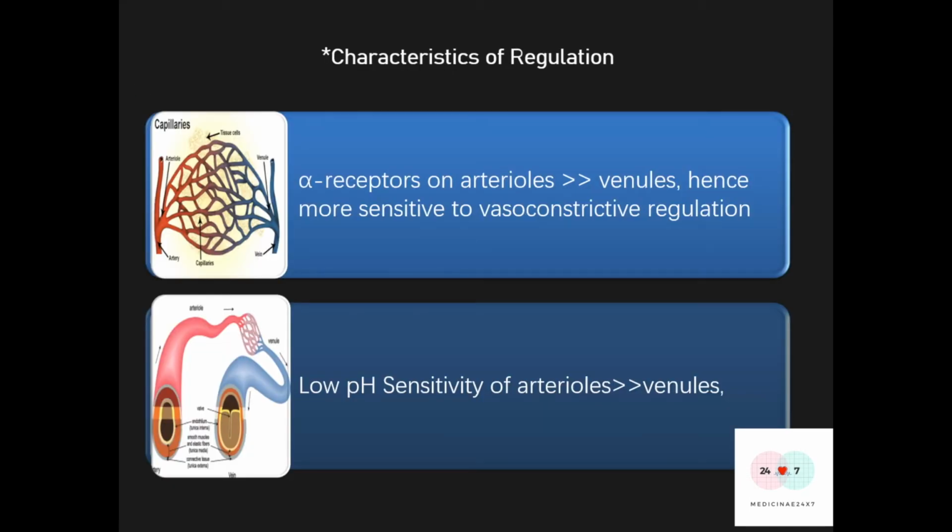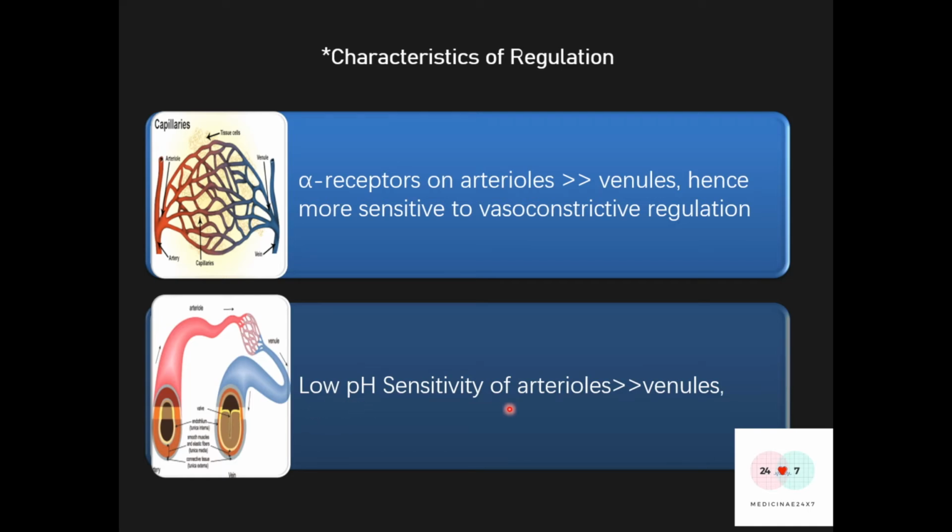There are two important points that we have to keep in mind regarding regulation of the microvasculature: alpha receptors that are present on the arteriolar side are more sensitive to vasoactive substances than those present on the venular side. Thus, the arteriolar side of the circulation is more sensitive to vasoconstrictive regulation than vasodilating regulation. But the venular side of the circulation is more sensitive to vasodilatory regulation than vasoconstrictive regulation.